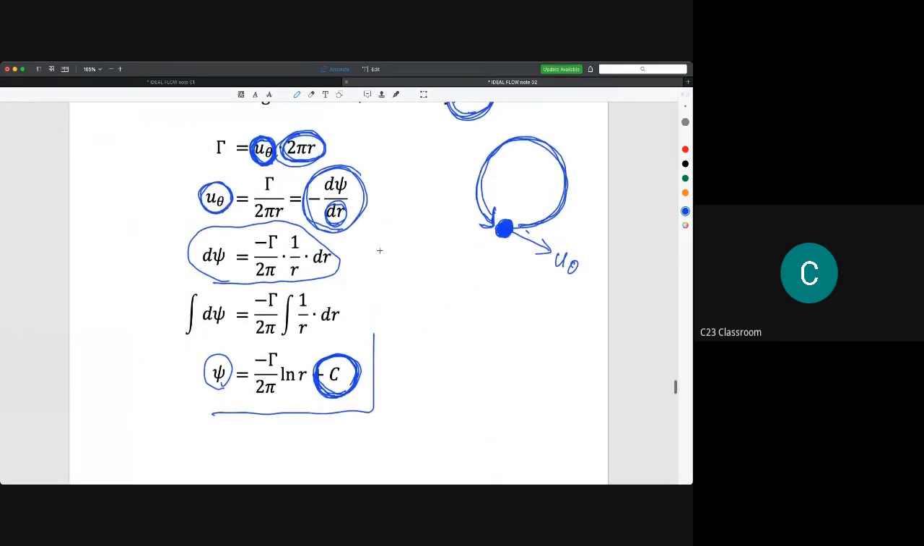Okay, so now we need to do the calculation to find what the value of C is.